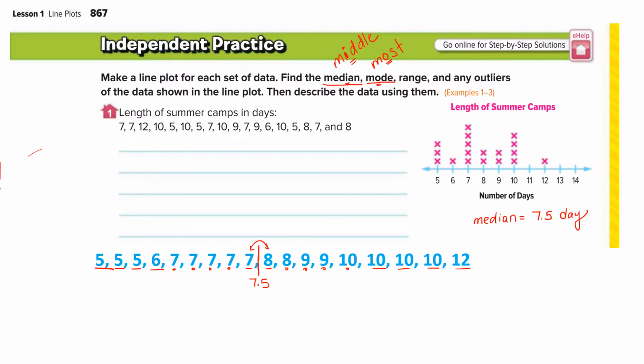Sometimes students get confused between mode and maximum when they're looking at a line plot. The mode is the one that happens the most, so it has the most x's. This would be 7 days. It is not 12. 12 is the maximum amount of days that any one camp had. But mode is the one that most camps offered, and so most camps offered 7 days.